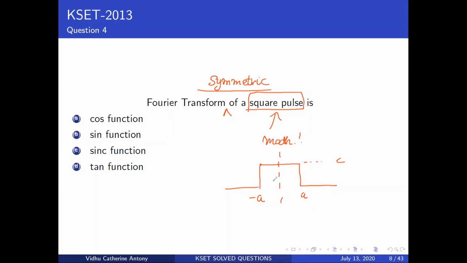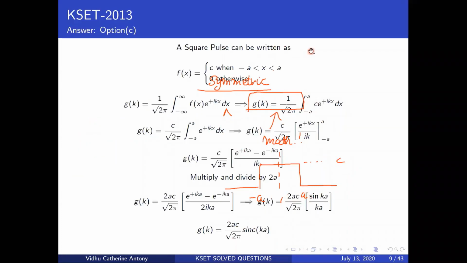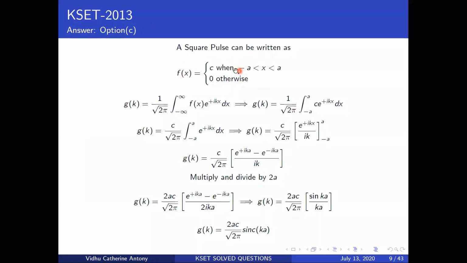Okay, so now what we can do here is, how do you write that? So when it is between minus a and a, you have a constant c. Okay, and otherwise, other than that region, you have 0. Now if you look at this, you have g of k is equal to 1 divided by root of 2 pi integral from negative infinity to infinity f of x e to the power of plus ikx dx. You need to remember this. Okay, this is the formula that's used for calculating your Fourier transform of a particular function.